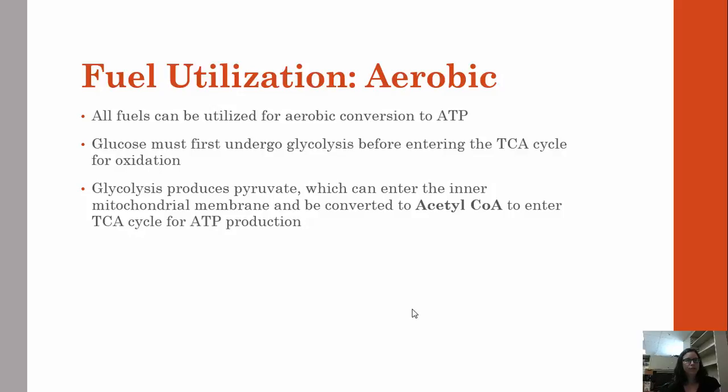Glycolysis produces pyruvate, which enters the inner mitochondrial membrane and is converted to acetyl-CoA. Now, acetyl-CoA is very important because this is the common substrate that we need to enter the TCA cycle for ATP production.